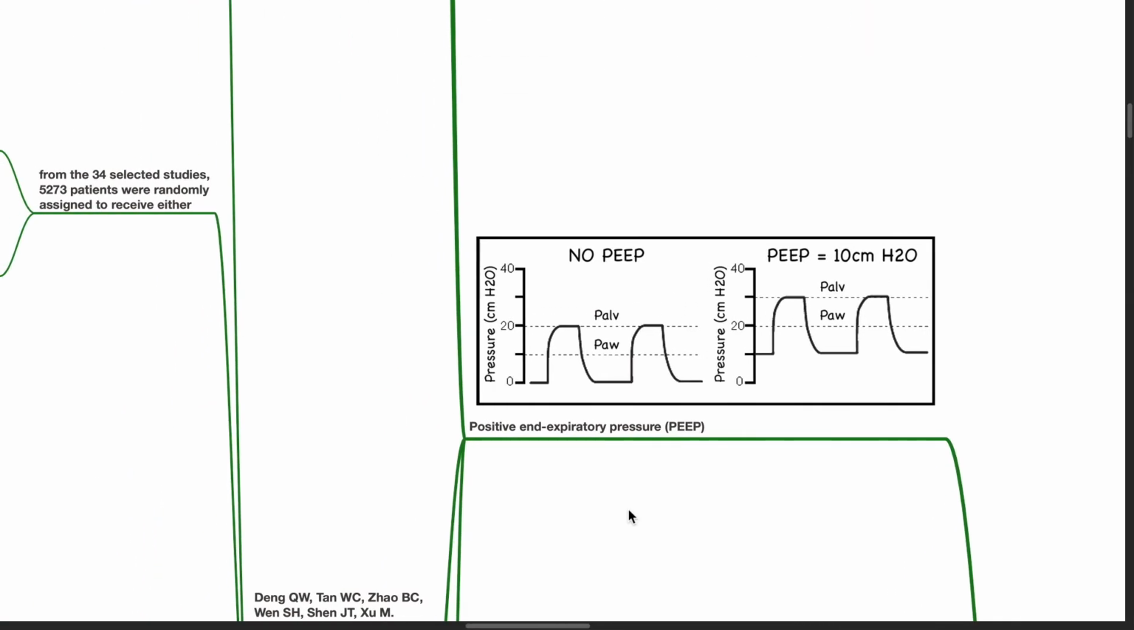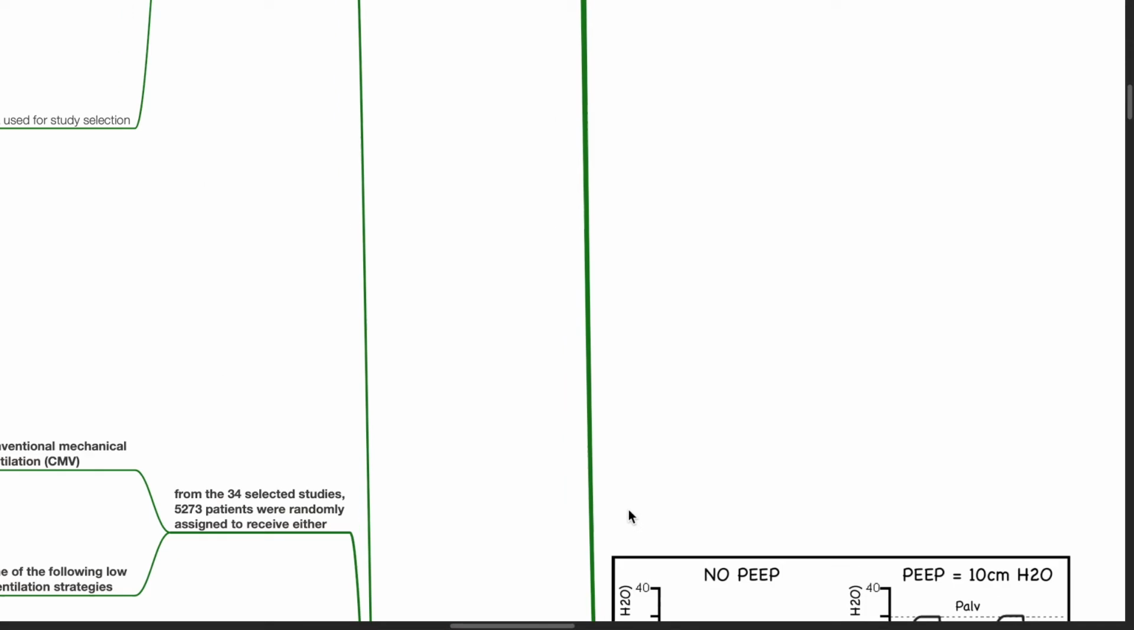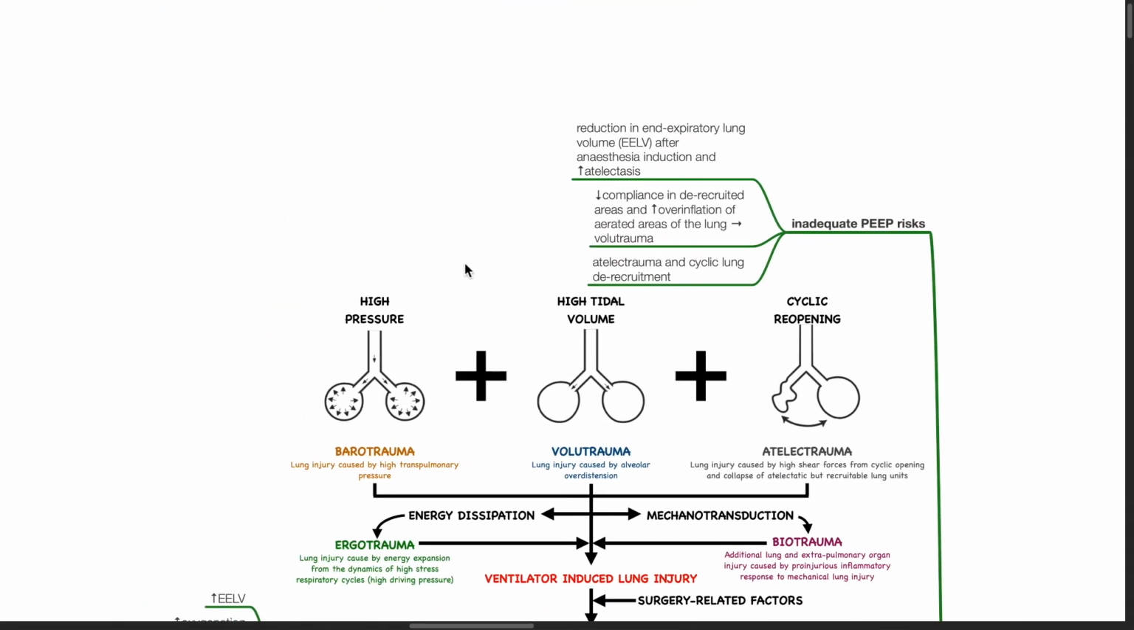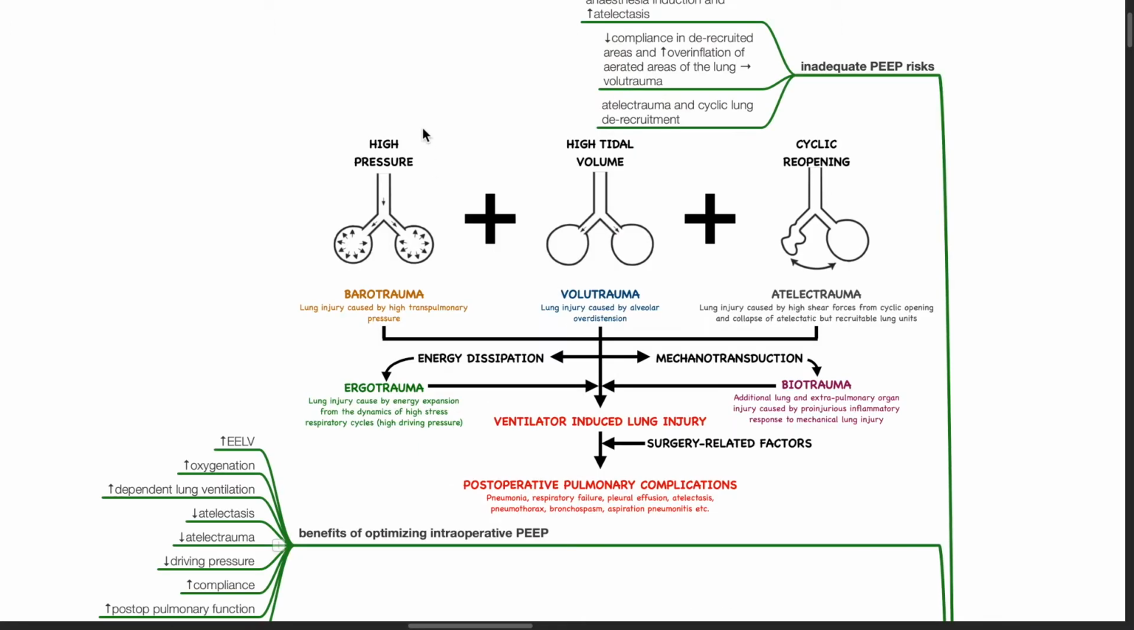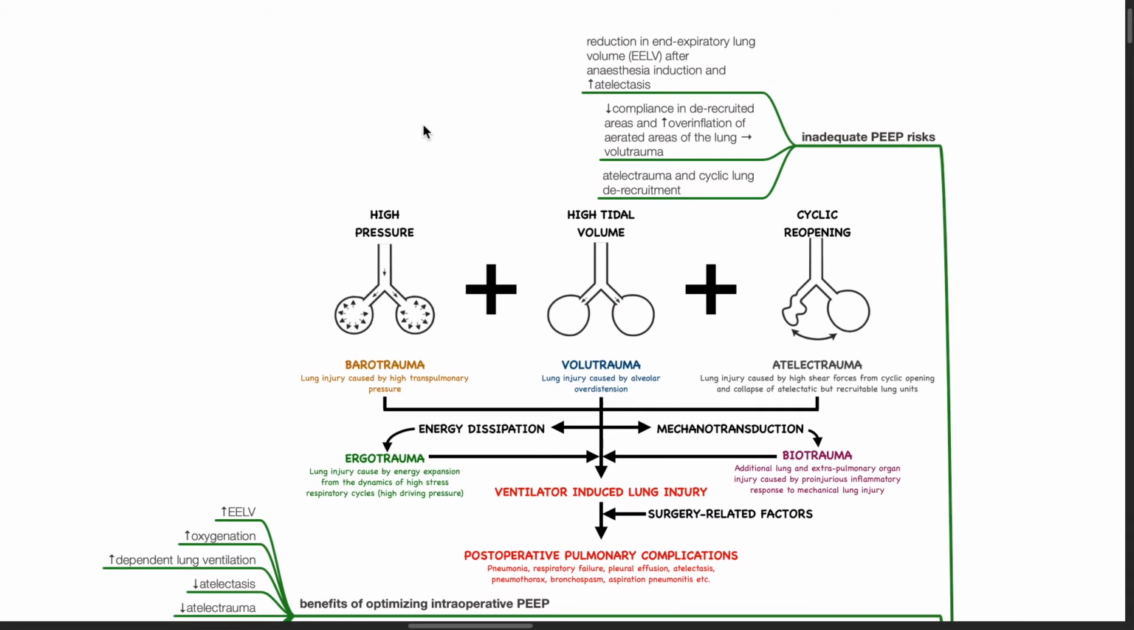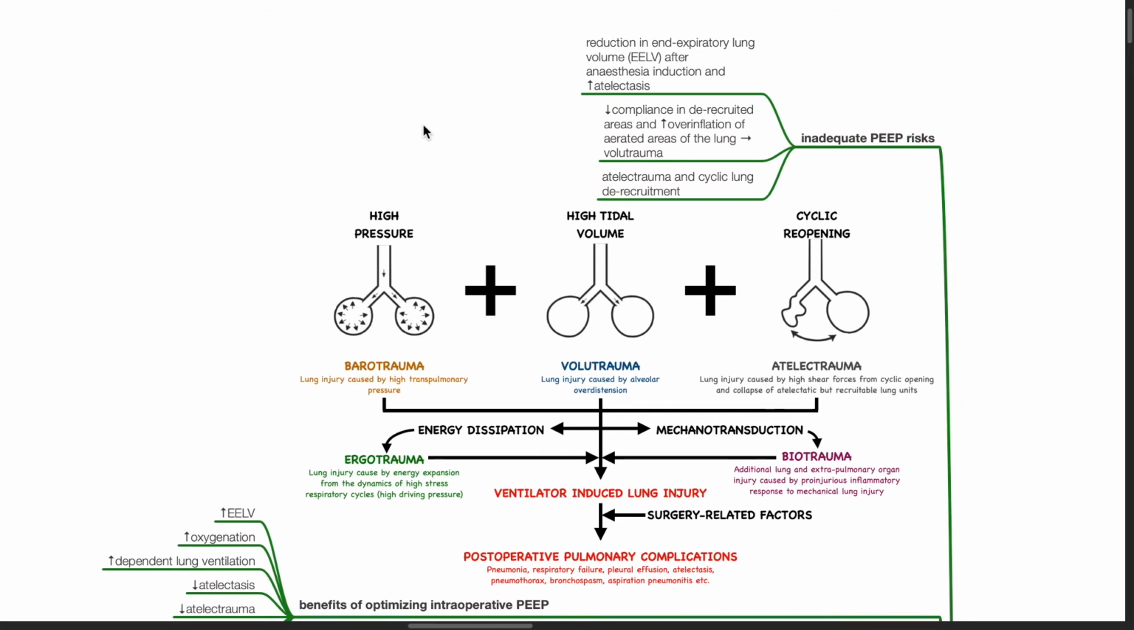Positive end-expiratory pressure. Inadequate PEEP risks reduction in end-expiratory lung volume, EELV, after anesthesia induction, and this increases atelectasis. Reduced compliance in de-recruited areas and increase in overinflation of aerated areas of the lung results in volume trauma. When there is inadequate PEEP, there is atelectrauma and cyclic lung de-recruitment.